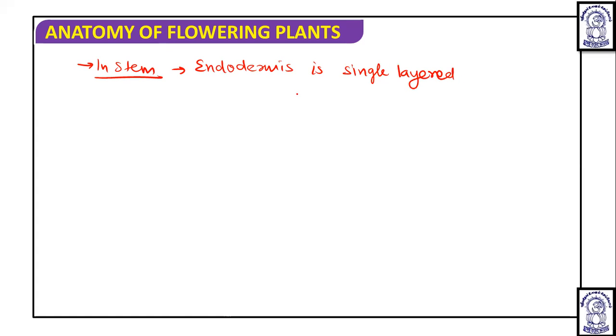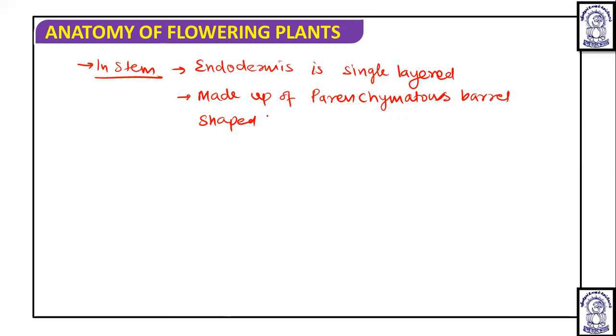And when we talk about stem, in stem this endodermis is single layered and made up of parenchymatous, barrel-shaped, compactly arranged cells.